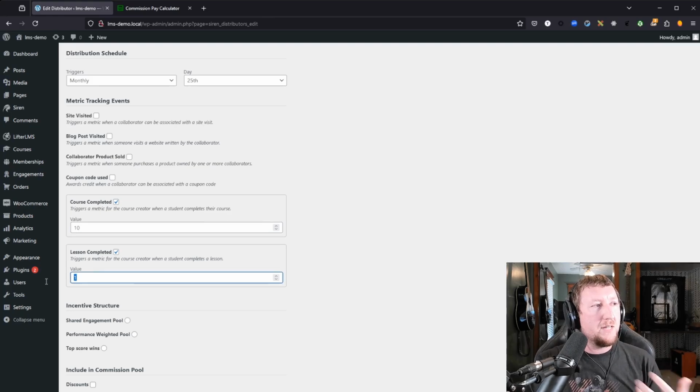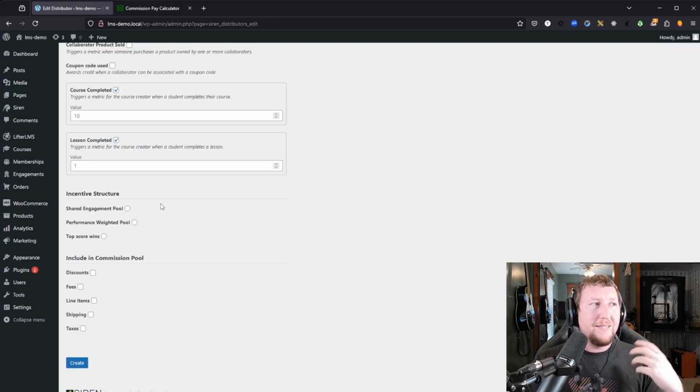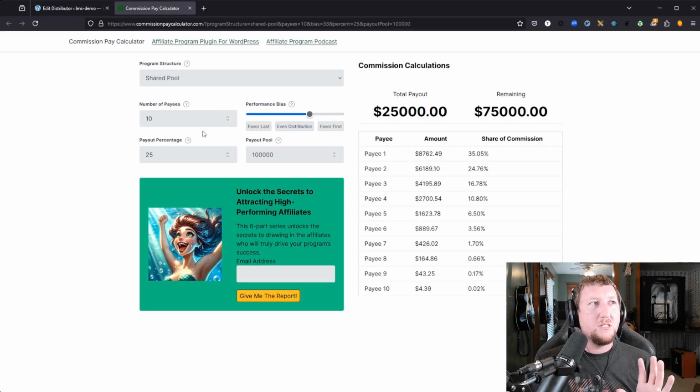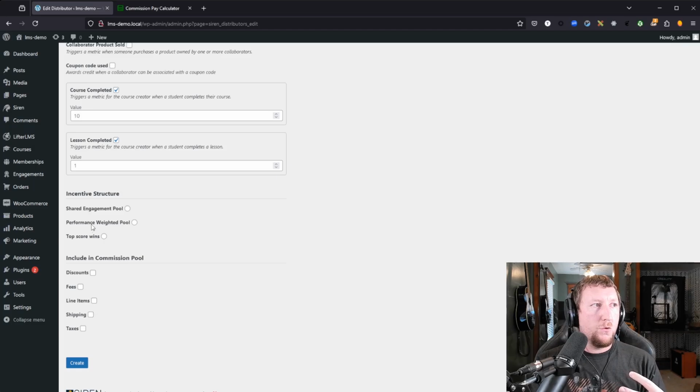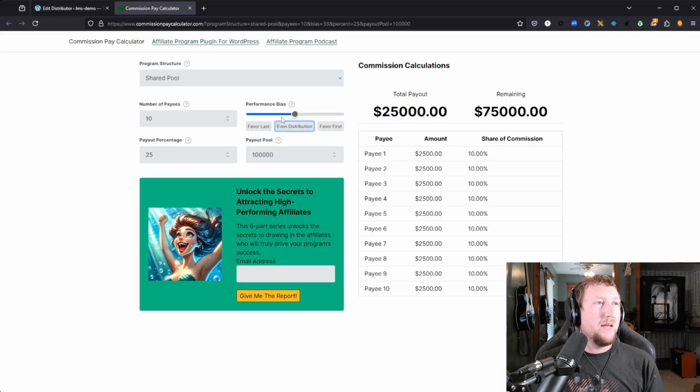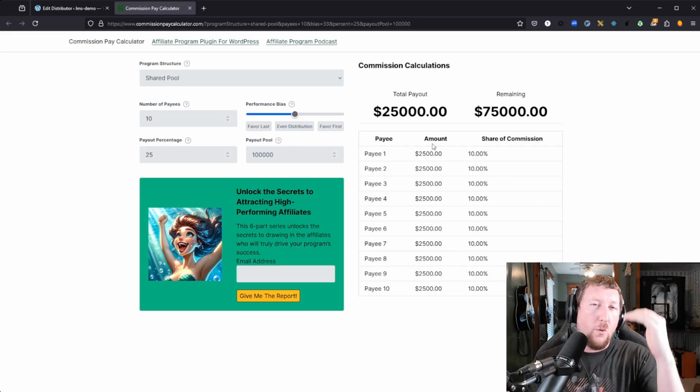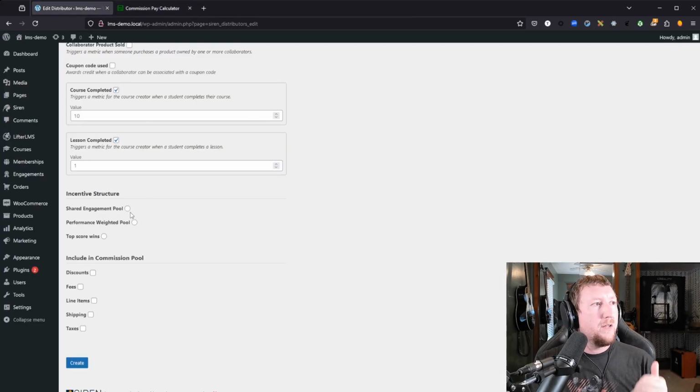And then the second one, of course, is lesson completed. And I think we can leave that at 1 point. That's probably okay. We're going to figure out the incentive structure, and this is the part that actually determines the way that this course pays out. So shared engagement pool is a lot like what we would see in the commission calculator, where we have an even distribution where everybody's getting an equal amount. Shared engagement pool will take everybody who did anything at all. As long as a course creator's course has a single lesson completed or a course was completed, as long as they did anything, they get a share of the profits. Now, if they didn't do anything, they don't get a share.